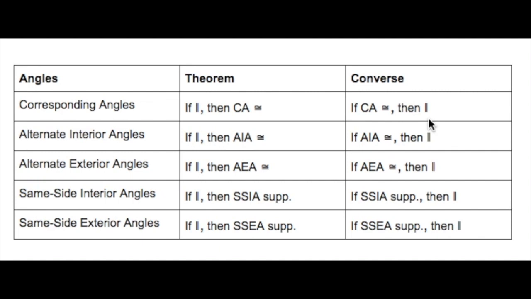And we're going to focus on if we have corresponding angles and they're congruent, then the lines are parallel. So if alternate interior angles are congruent, then the lines are parallel. If alternate exterior angles are congruent, then the lines are parallel. If same side interior angles are supplementary, then the lines are parallel. And if same side exterior angles are supplementary, then the lines are parallel. Once again, remember supplementary means they add to 180 degrees.